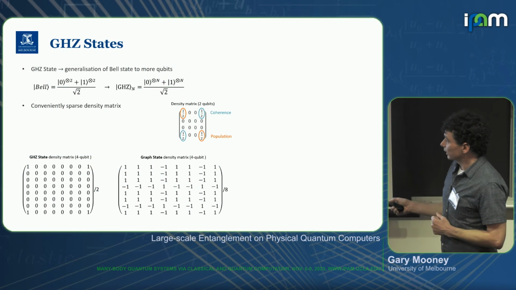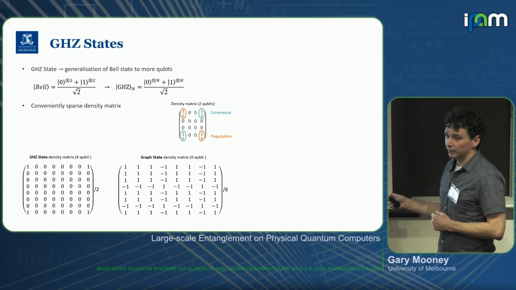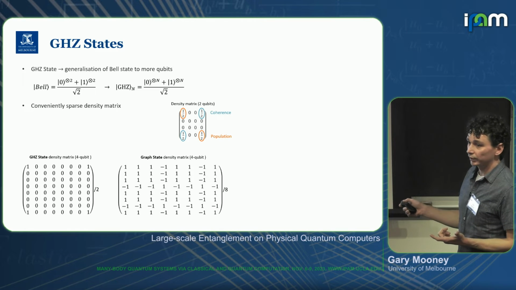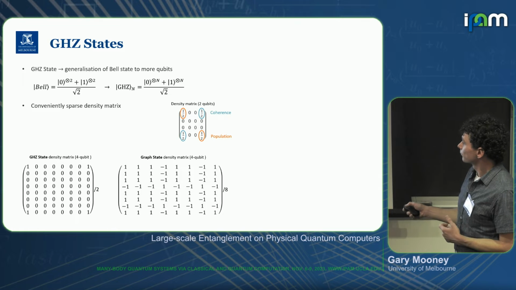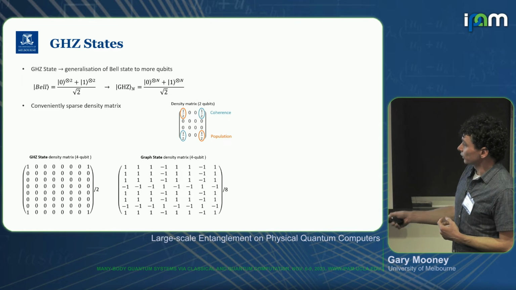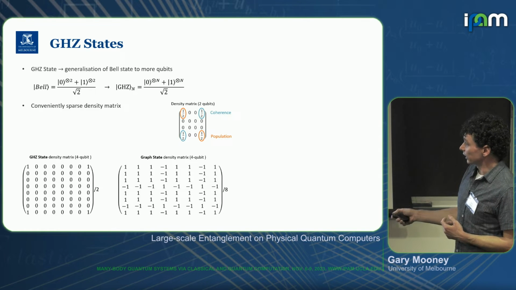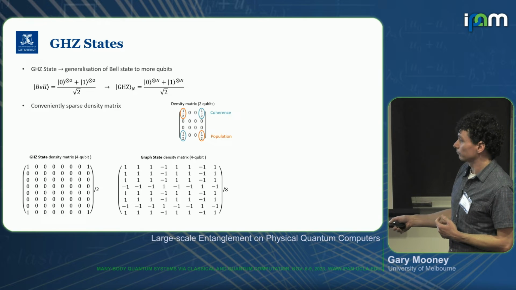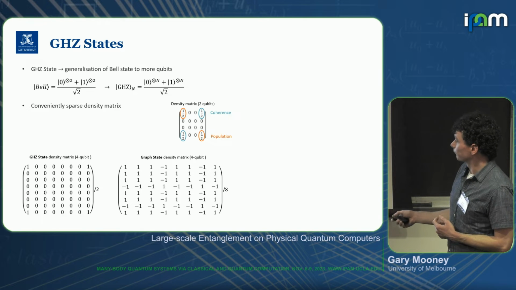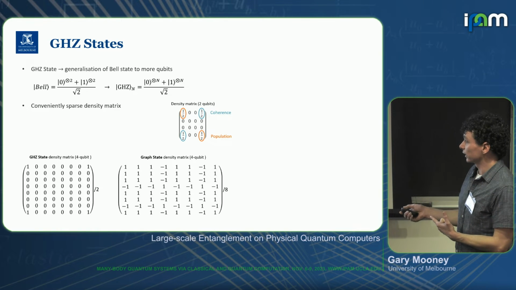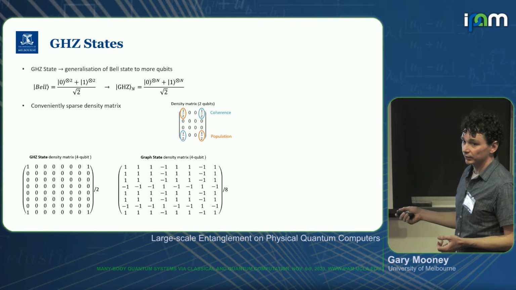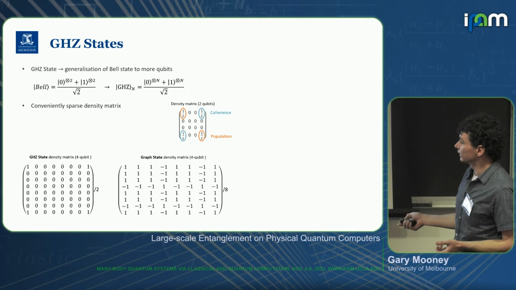They're convenient because the density matrix is very sparse, and we've only got non-zero elements on the diagonal corners, all of the corners. And if you look at the density matrices between the GHZ and the graph, that allows us to focus on those elements only to then know what the density matrix looks like to be able to calculate the fidelity.